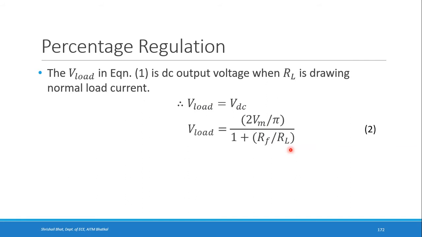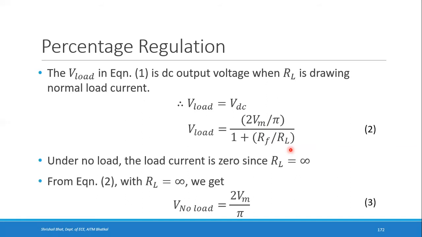And when there is no load, that means resistance is infinite. If you put RL is infinity here, anything divided by infinity is 0. So 1 plus 0 is 1. So the denominator becomes 1. So when RL is infinity, this will become V no load. That will be just equal to 2 Vm by pi. Right. So this is V load. This is V no load.